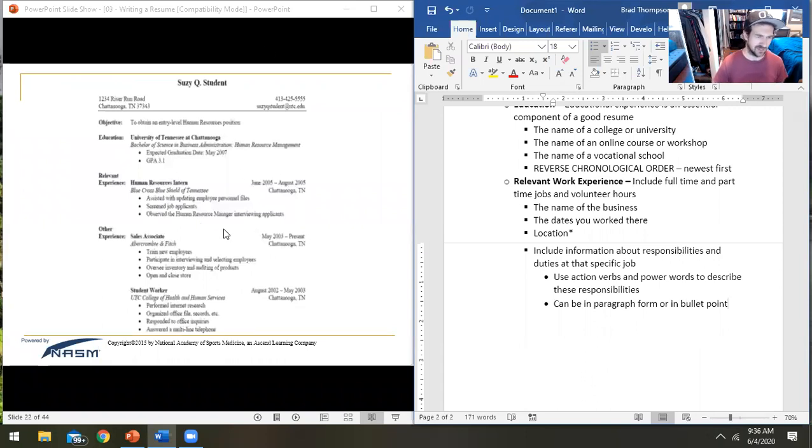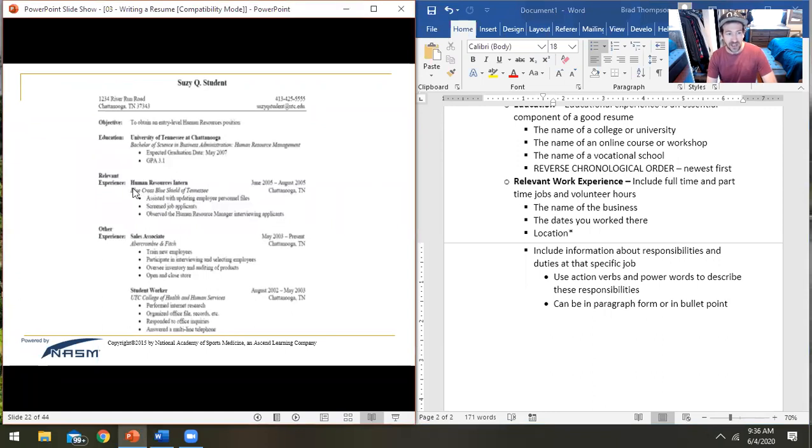Oof, why is that so pixelated? So she was a human resources intern, right? And by the way, she's got relevant experience and other experience, right? So she broke this down. She's applying for an HR position. She's aware that working at Abercrombie and Fitch, which is where she works currently, is not necessarily relevant to the HR position, right?